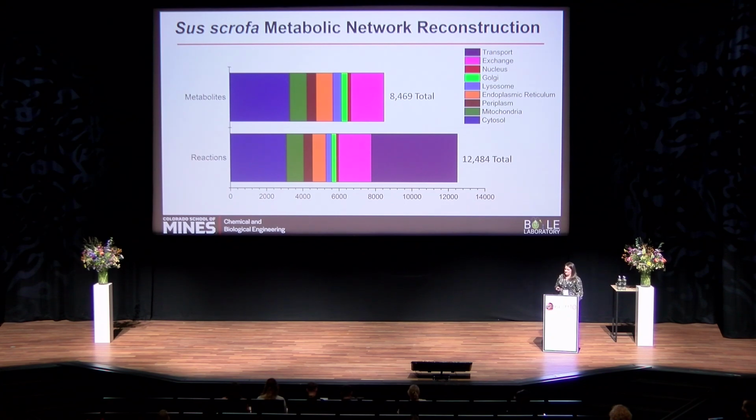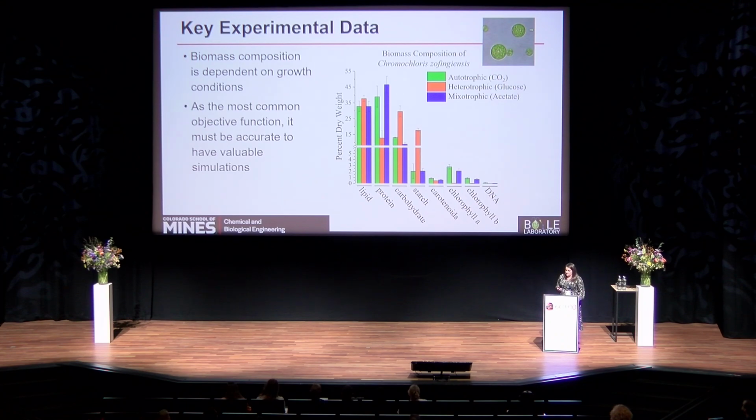So here's the current state of our metabolic network reconstruction. It includes around 12,000 metabolic reactions in different compartments. There's a lot of exchange reactions because there's a lot of compartments in the model, and about 8,500 metabolites. So the key experimental data that we need in order to make this model work, the first is biomass composition. And from previous work in algae, we know that it's very highly dependent on the growth conditions. So you see here the biomass changes in a single algal species depending on what the substrate is.